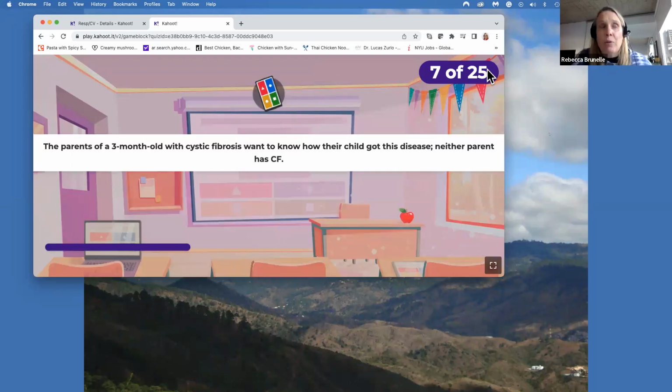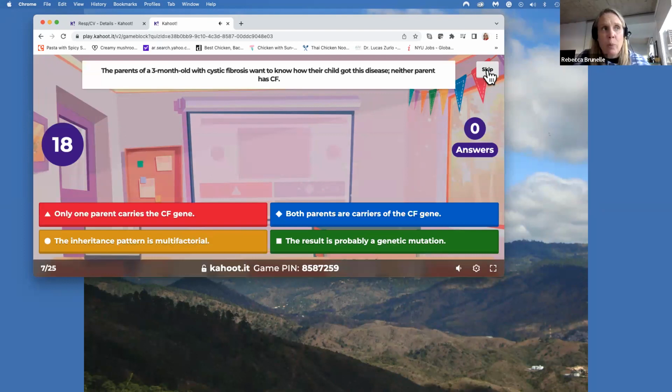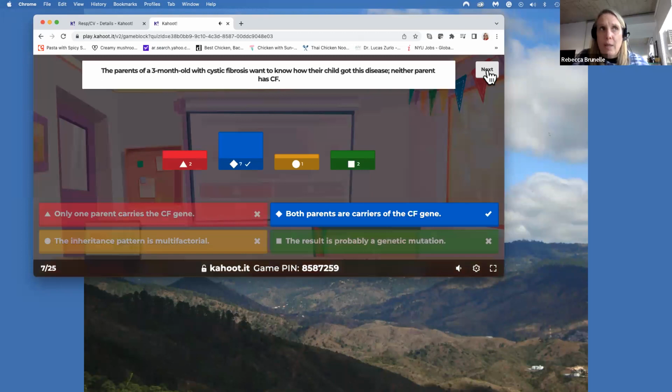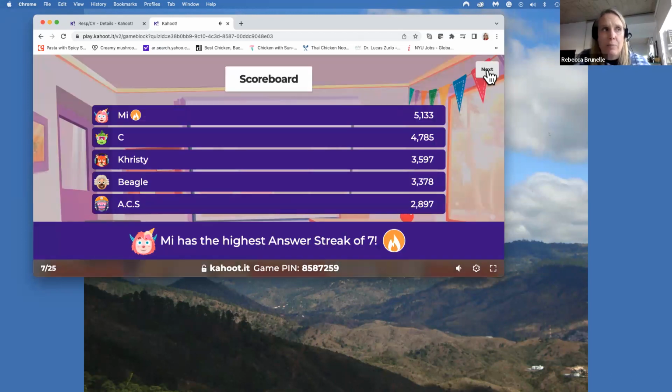So the parents of a 3-month-old with cystic fibrosis want to know how their child got the disease because neither parent has CF. Only one parent carries the gene. The inheritance pattern is multifactorial. Both parents are carriers. Or the result is probably a genetic mutation. Yeah, so it's a recessive disorder, so the gene has to come from both parents for the kid to have the disease.